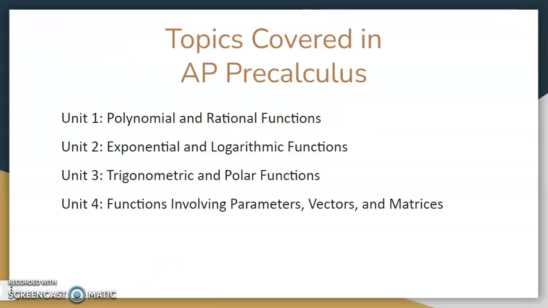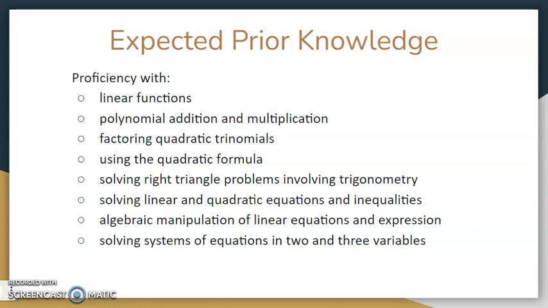First of all, there are 4 main units covered in AP Precalculus. These align basically with the 4 quarters of the school year. In the first quarter, you will learn about polynomial and rational functions, next exponential and logarithmic functions, then trigonometric and polar functions, and finally functions involving parameters, vectors, and matrices.